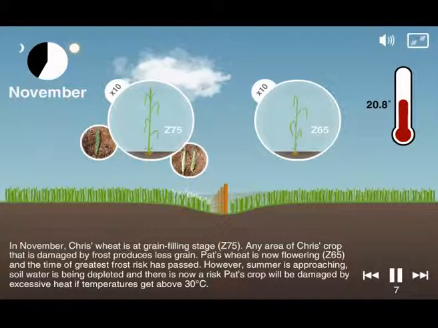However, summer is approaching, soil water is being depleted and there is now a risk that Pat's crop will be damaged by excessive heat if temperatures get above 30 degrees Celsius.